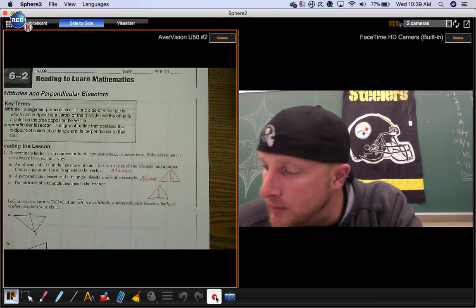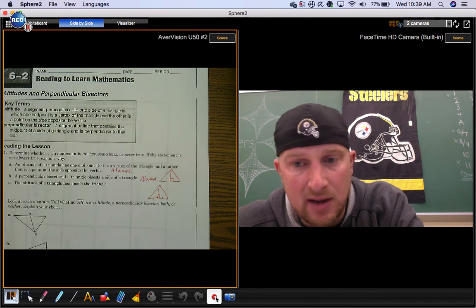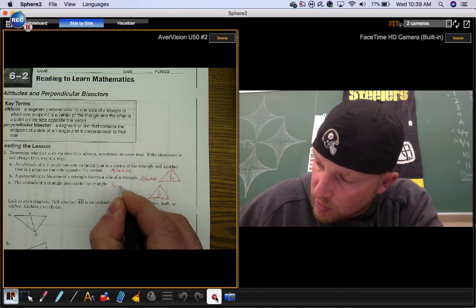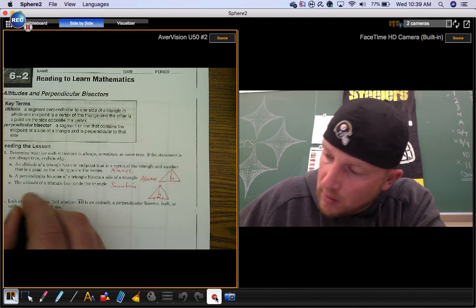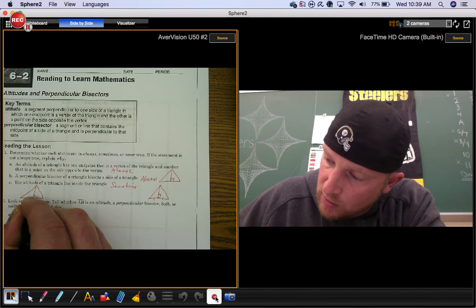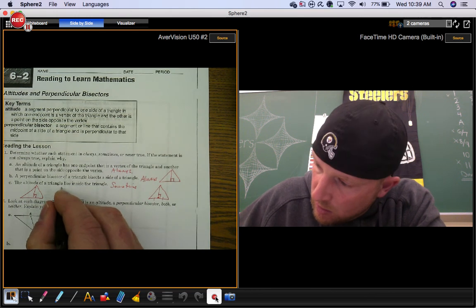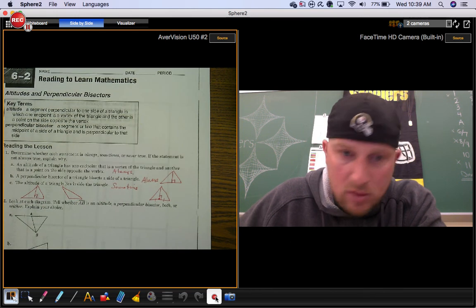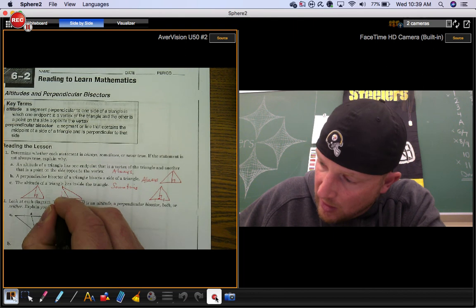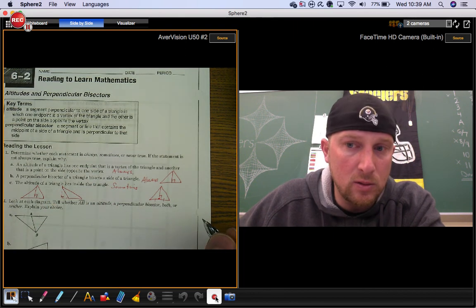Part C, the altitude of a triangle lies inside the triangle. This is sometimes true. Your altitude will be inside a triangle when it's acute. What if it's obtuse? If you have an obtuse triangle, then your altitude is outside the triangle.